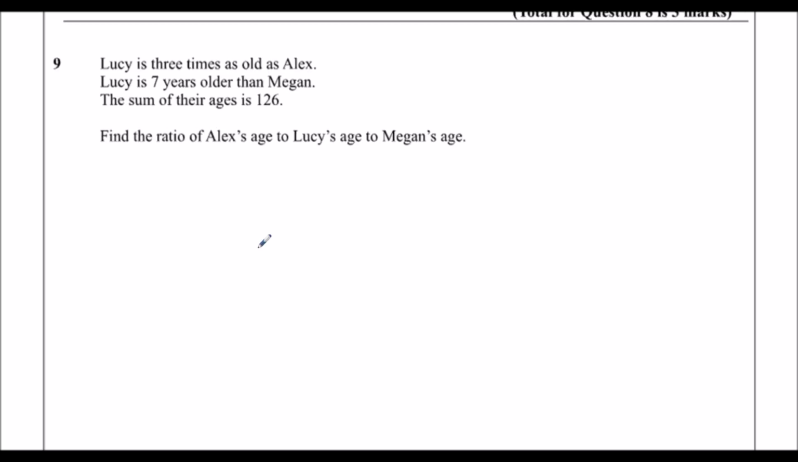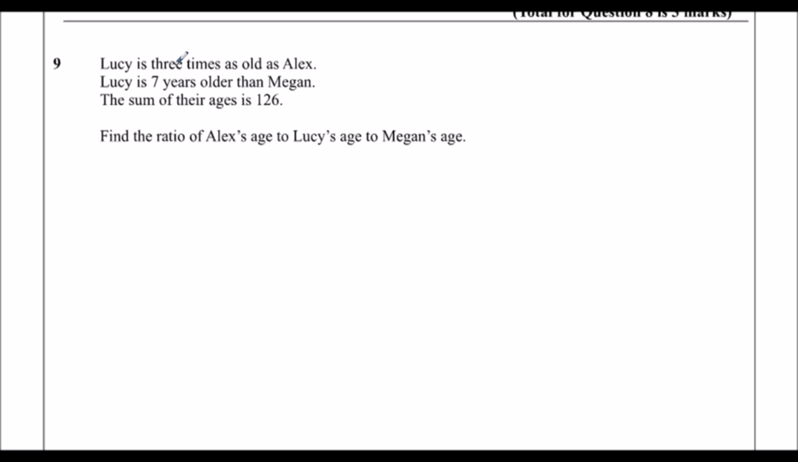Question 9. Lucy is 3 times as old as Alex. Lucy is 7 years older than Megan. The sum of their ages is 126. Find the ratio of Alex's age to Lucy's age to Megan's age. So let's find these ages. We can write some equations.